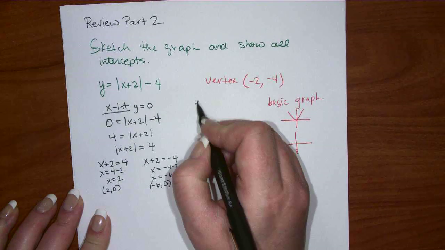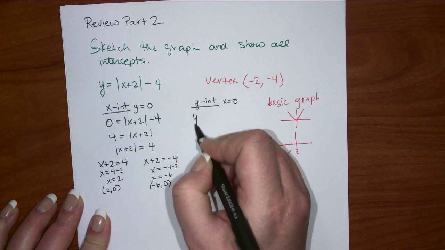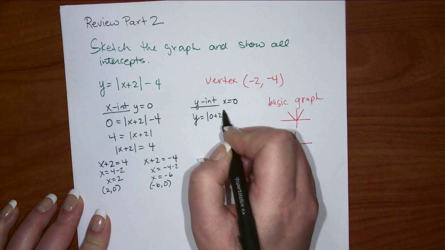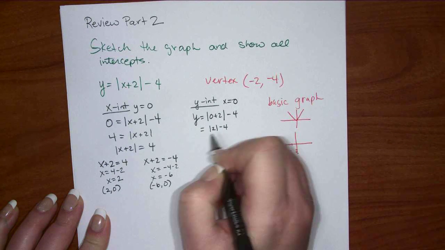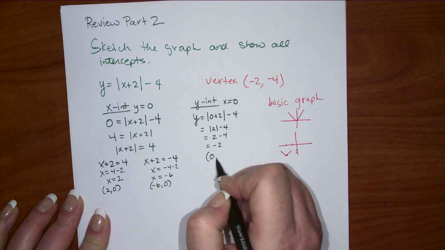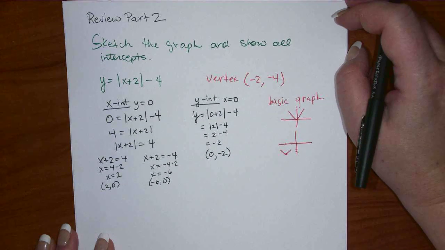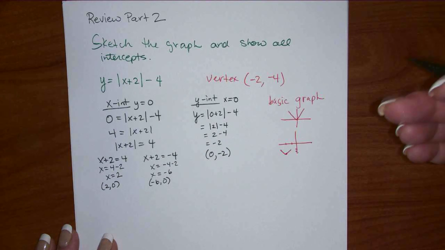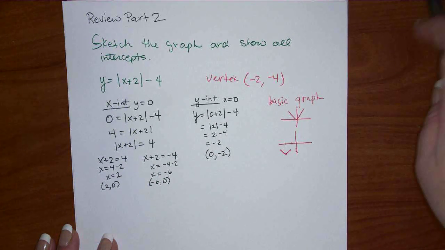And then our y-intercept, let x equal 0. So y is the absolute value of 0 plus 2, minus 4. The absolute value of 2 is 2. X is 0 and y is negative 2. So we've got all the points we need. There's 4 in this case: the 2 x-intercepts, the y-intercept, and the center point.